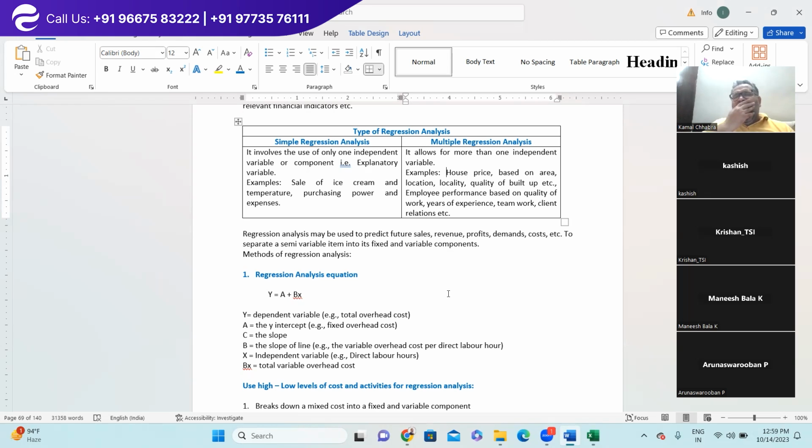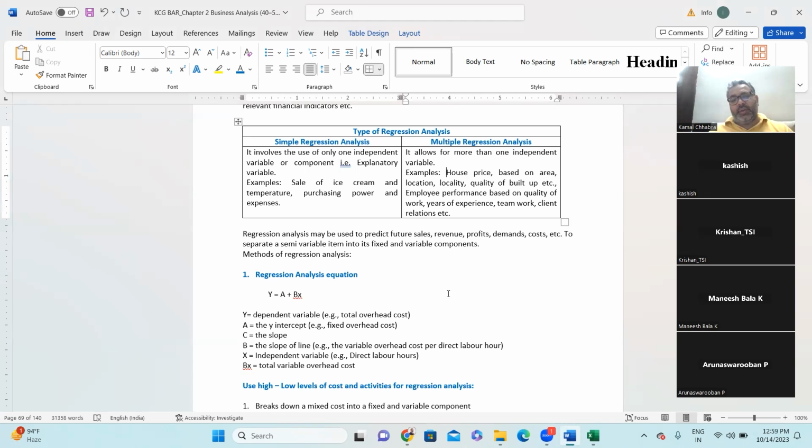So when it comes to a home, the factors are location, locality, pricing, built up area, covered area, your parking. All those things you'll be keeping in mind, isn't it?